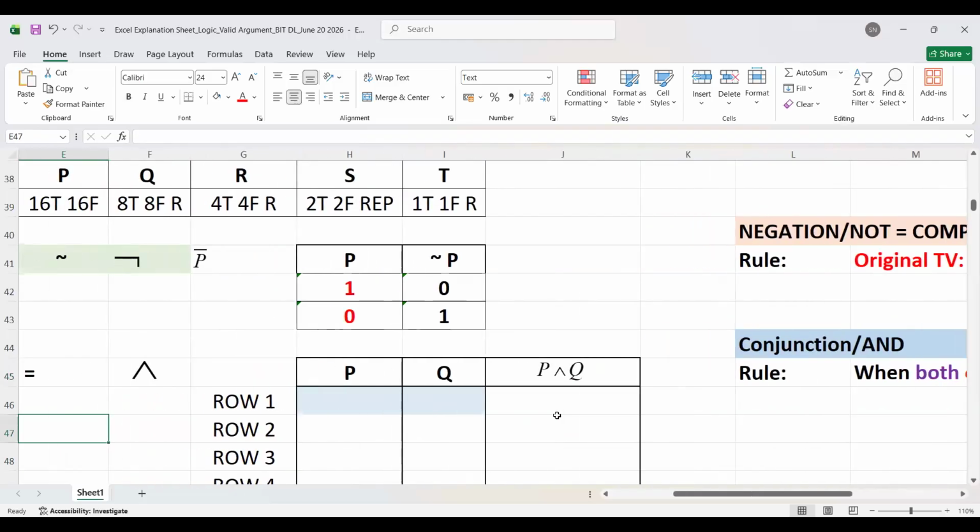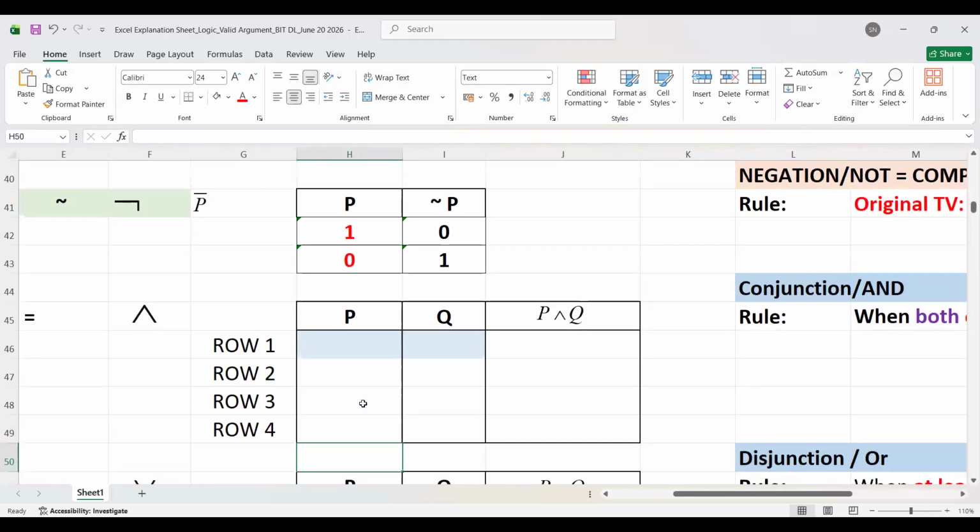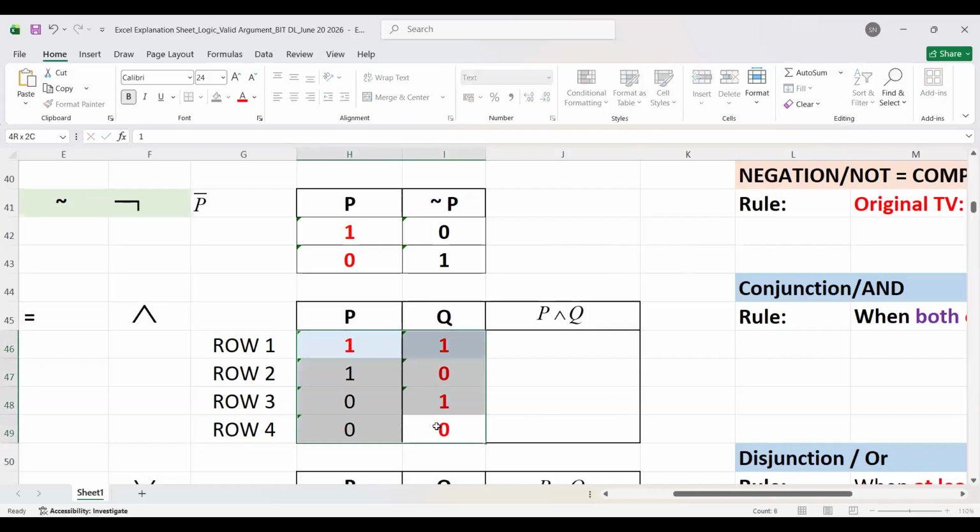So this is the symbol for and. We want to draw the truth table for 2 raised to the power 2 because now we are joining two things. Remember, 2 raised to the power 2 gives you 4. For the first statement, 1, 1 followed by 0, 0. And then for the second one, you divide by 2, you get 1 true, 1 false, 1 true, 1 false. So this is the truth table for 2 statements.